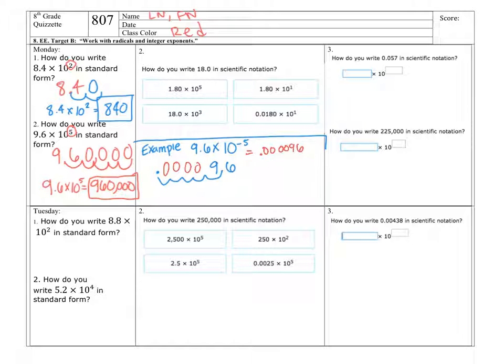So number 1 and number 2 asked you about standard form. So standard form is when you solve for scientific notation. If you want something in scientific notation, it's the expression. It has multiplication in it.